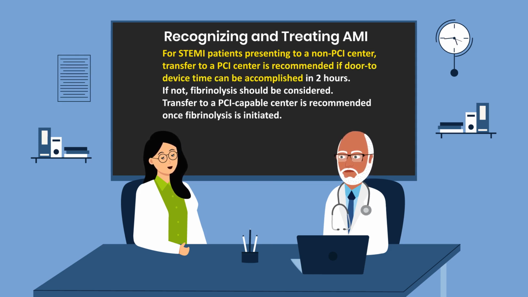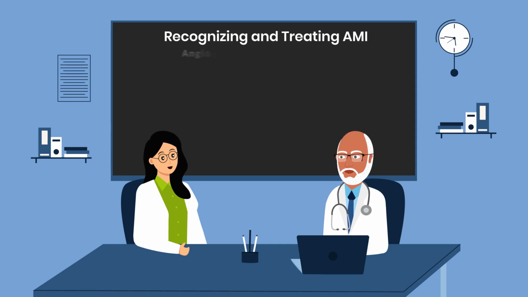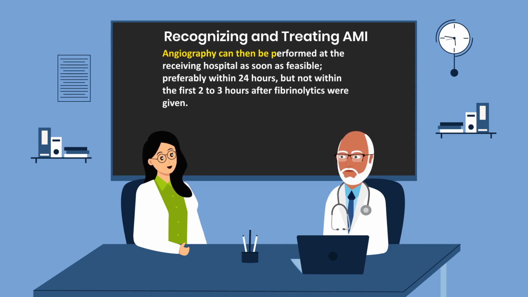For STEMI patients presenting to a non-PCI center, transfer to a PCI center is recommended if door-to-device time can be accomplished in 2 hours. If not, fibrinolysis should be considered. Transfer to a PCI-capable center is recommended once fibrinolysis is instituted. Angiography can then be performed at the receiving hospital as soon as feasible, preferably within 24 hours, but not within 2 to 3 hours after fibrinolytics were given.